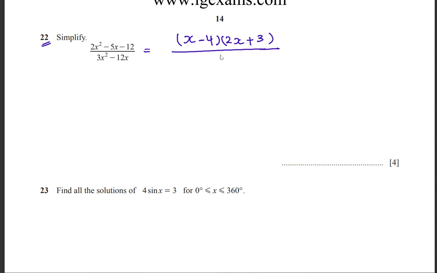Okay? And then what to do with this? We can take 3x common factor. What will remain? x minus 4. I can cross this with this. So what will be the final answer? 2x plus 3 over 3x, and we can write it here 2x plus 3 over 3x.